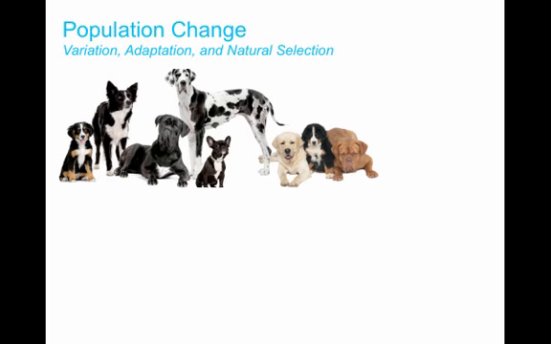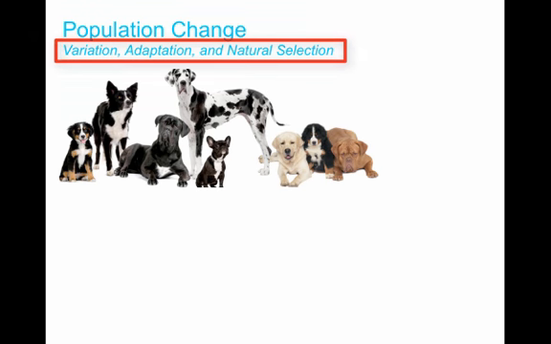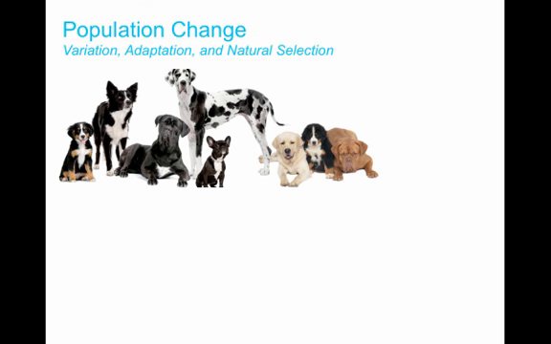Hi everyone, this is Laura Slade, and in today's lesson we're going to talk about the idea of population change. There are three things that we're going to investigate in terms of how they relate to population change, and those are the properties of variation, adaptation, and natural selection. So let's begin by looking at a model population.